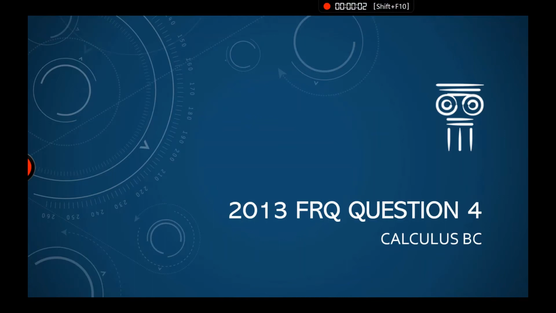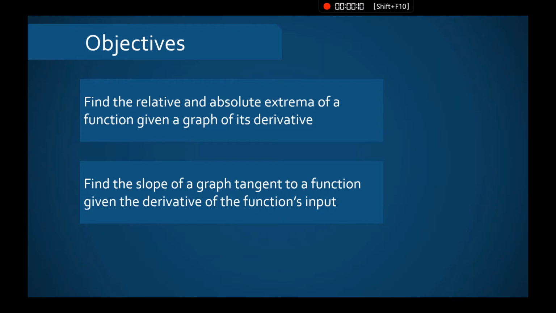Alright, welcome back. So we are continuing with the free response questions, this time through question 4, and then you'll have 5 and 6 for homework. Objectives are to find the relative and absolute extrema of a function, given the graph of its derivative, and then we'll be working with composite functions, so find the slope of the tangent line to a function, given the derivative of its input.